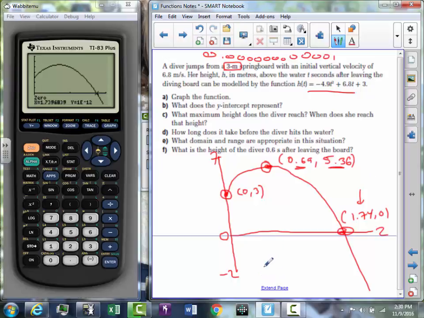Let's do the domain and range. Of this entire graph, normally we'd say the domain is x is an element of the reals. But not on a word problem. Because can we have negatives for time? Does that really make sense? No. And I don't think we should use a time value of 7 or 8 or 9 seconds because I don't think that the person's going to keep going underwater forever.